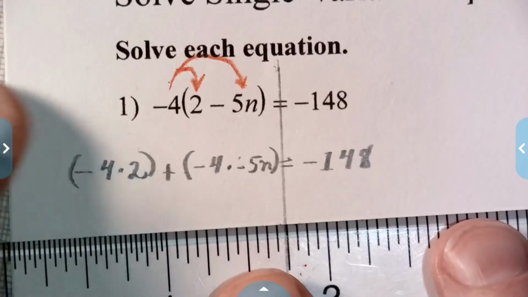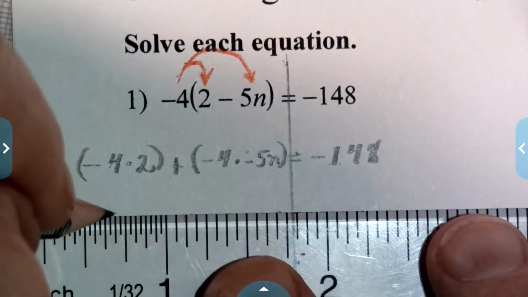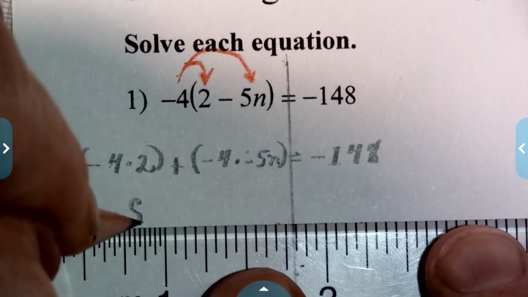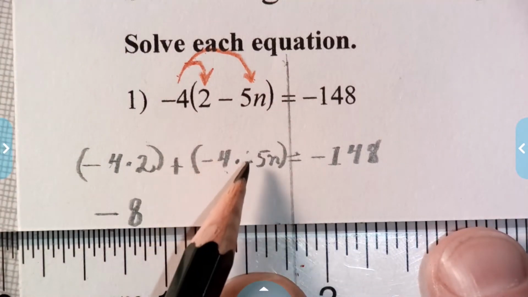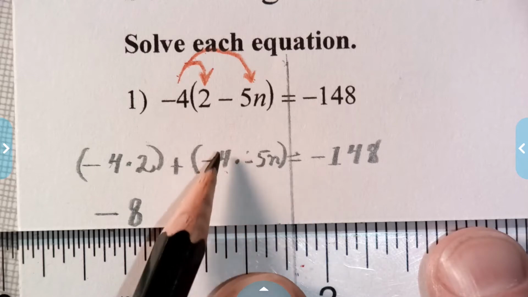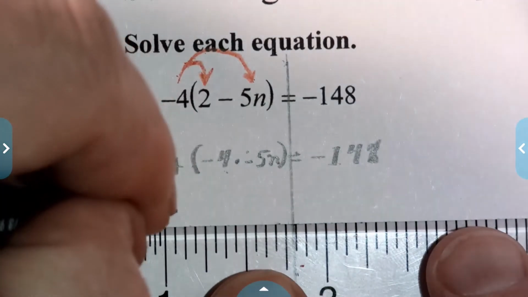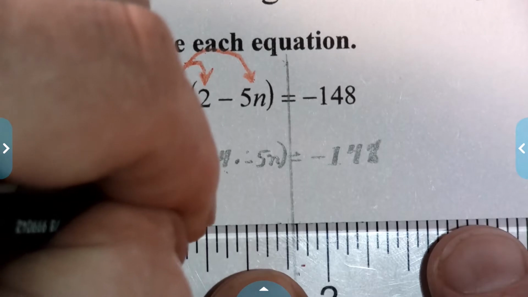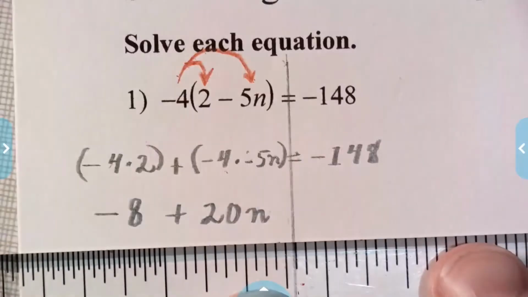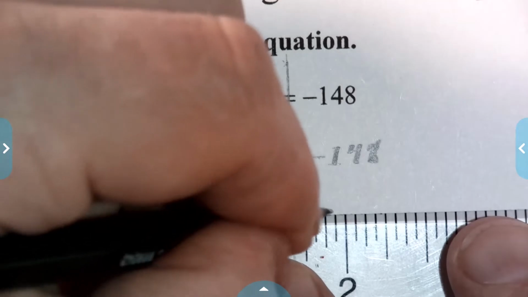Okay, so let's simplify this down. -4 times 2 is -8. Negative times a negative is a positive. So -4 times -5 is positive 20, so -4 times -5n is positive 20n. So we'll put plus 20n, equals -148.